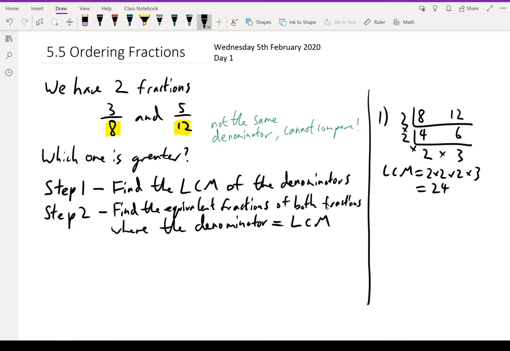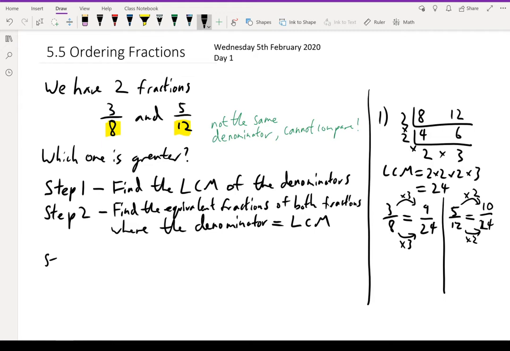Let's look at our first fraction, 3 over 8, and I want to make it equal to something over 24. 8 times what is 24? I know that 8 times 3 is 24, so I need to multiply the top by 3 as well, and that becomes 9. Similarly, on the other side, we have 5 over 12, and we want it to be something over 24. I know that this is times 2, and so the top is also times 2, and so that becomes 10 over 24. Now, we've done step 2.